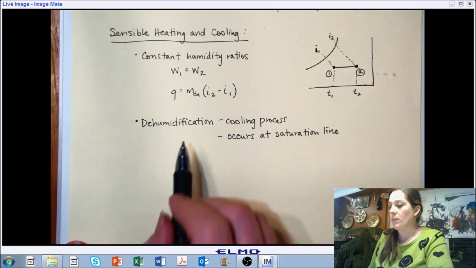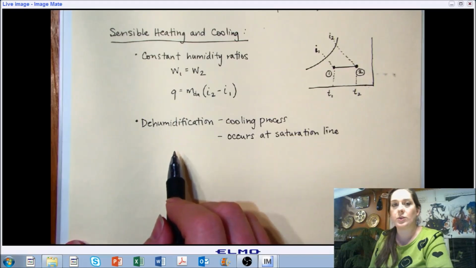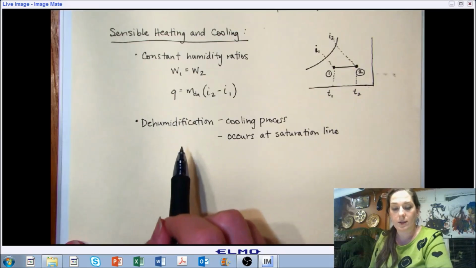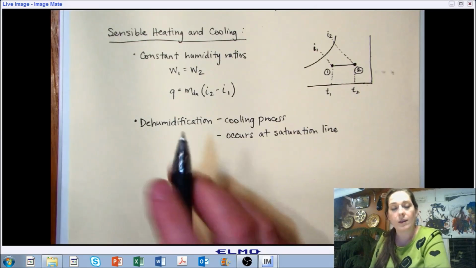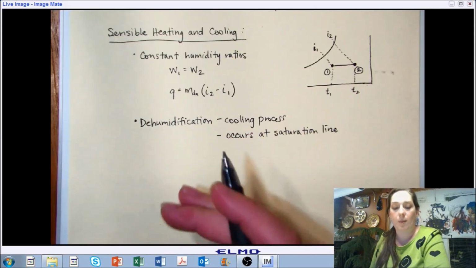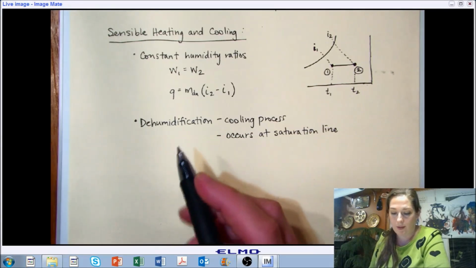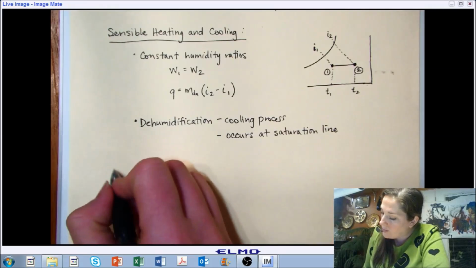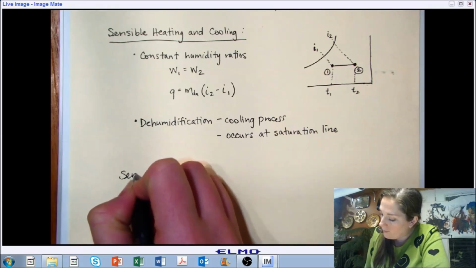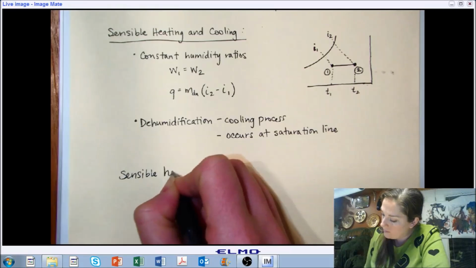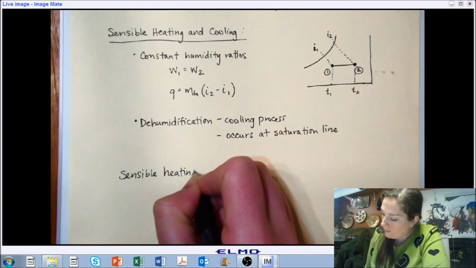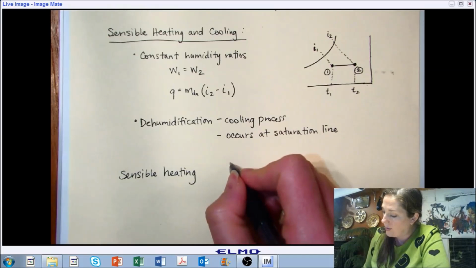All right, so those are the 2 main things I want to introduce as we begin talking about sensible heating and cooling. Now I want to take a look at sensible heating by itself, and then we'll come back and look at sensible cooling by itself. All right, so sensible heating is where we're looking at an increase in temperature.